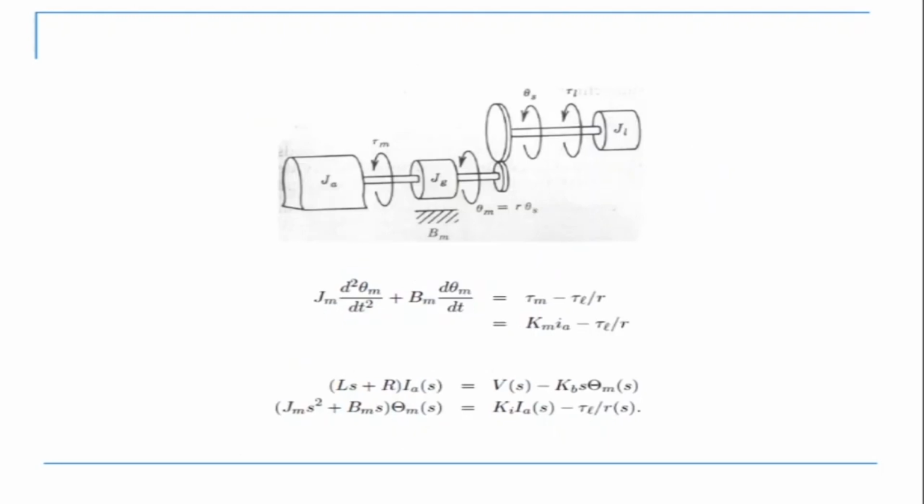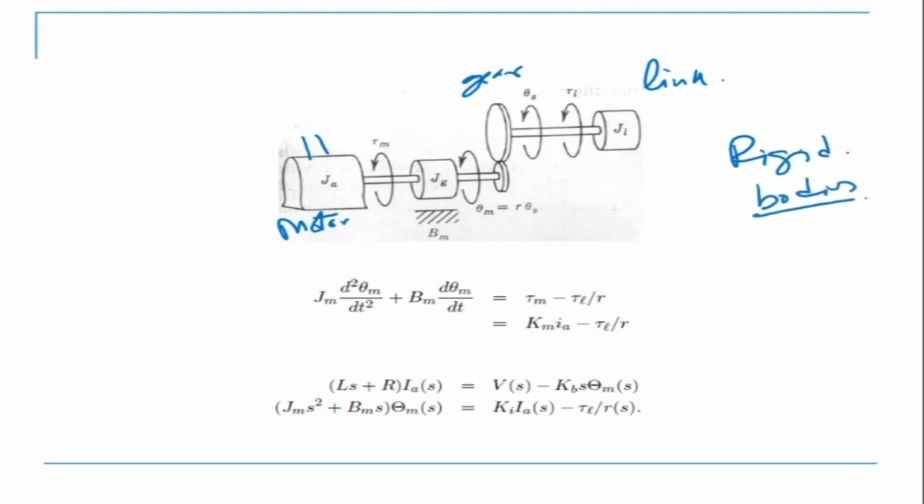So this is my motor. The motor is connected to the gear, and from the gear it goes to the link side. So this is my link side. We are making the assumption here that these are rigid bodies, and because they are rigid bodies, the stiffness K is not there. There is a J and there is friction Bm, but no stiffness because these are assumed to be rigid bodies.